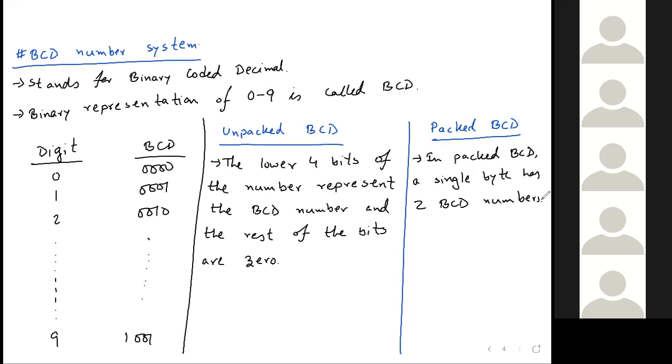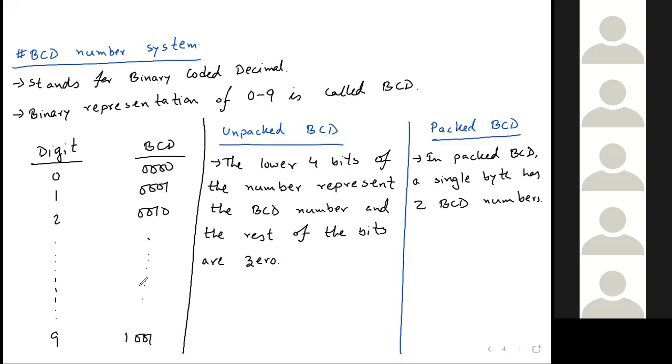All right, next we discuss BCD number system, which is binary coded decimal. So the binary representation of these 10 digits, that is from 0 to 9, whatever we have in the decimal number system, these 10 digits. So the binary representation of these 10 digits is called BCD. So the representation is very simple. You already know, if your digits are from 0 up to 9, and these are the corresponding BCD representations.